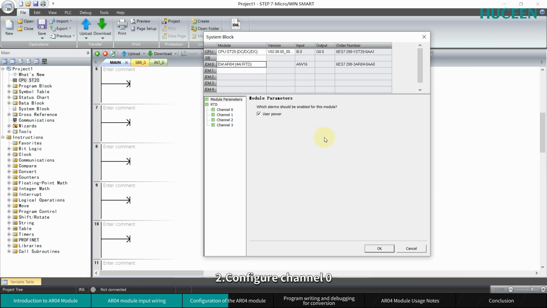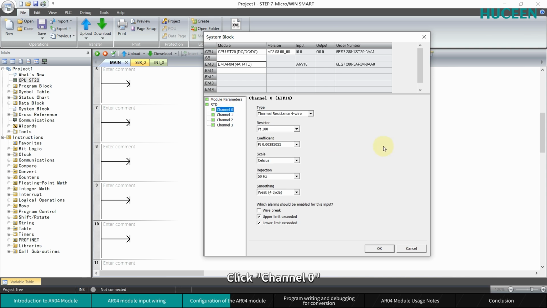Second, configure channel 0. Click channel 0. In the type option, select thermal resistance 3-wire. If using a 4-wire RTD thermal resistance, then select thermal resistance 4-wire. Select the type of the thermal resistance at the resistor option. If using a PT100 thermal resistance, then select PT100 here.